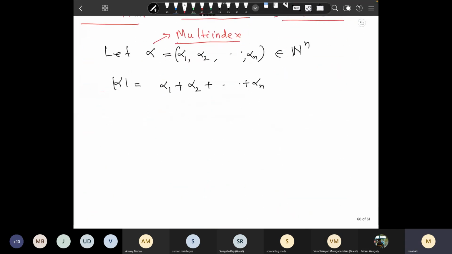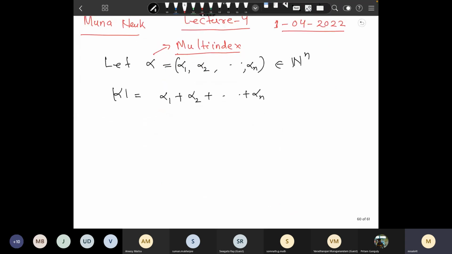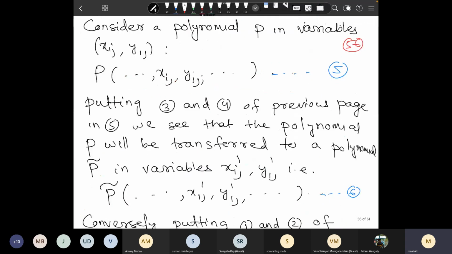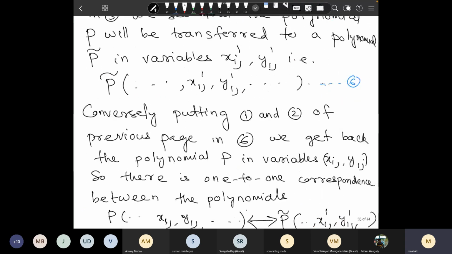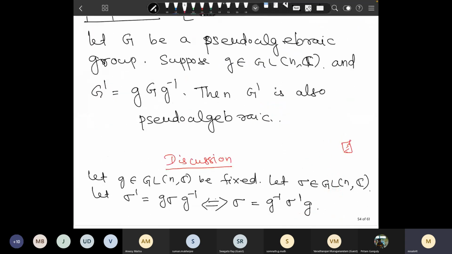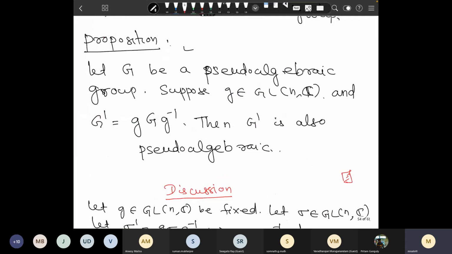Okay. So good afternoon. Welcome to the fourth lecture on Riemannian symmetric spaces. In the previous lecture, we defined something called a pseudo-algebraic group. These are groups which are really specified by certain polynomials. And we have seen that if G is a pseudo-algebraic group, then any conjugate of that group is also a pseudo-algebraic group.